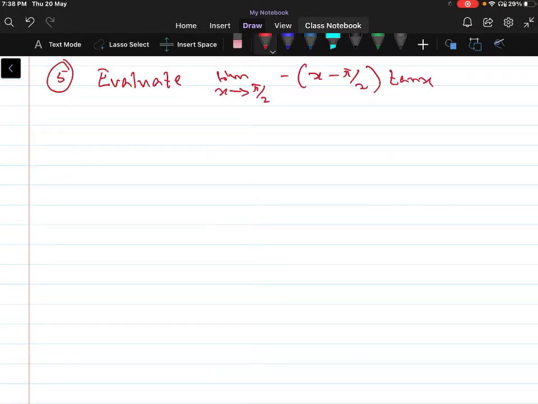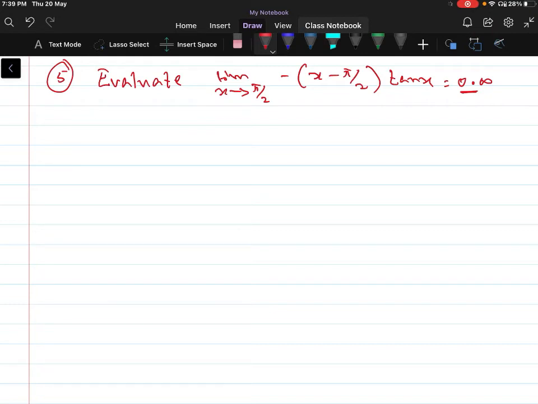So let us consider another problem. Evaluate the limit as x approaches pi by 2 minus of x minus pi by 2 into tan x. So when x is equal to pi by 2, pi by 2 minus pi by 2 is 0, into tan pi by 2, which is infinity. So this is of the form 0 into infinity. So we cannot directly apply the L'Hospital rule. We have to convert into either 0 by 0 form or infinity by infinity form.